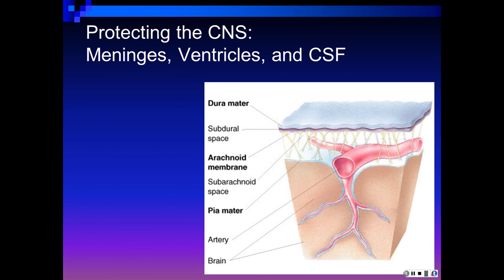Okay, let's look in a little bit more detail at how this protection around the brain works. There's, as I mentioned, this space which is filled with fluid.